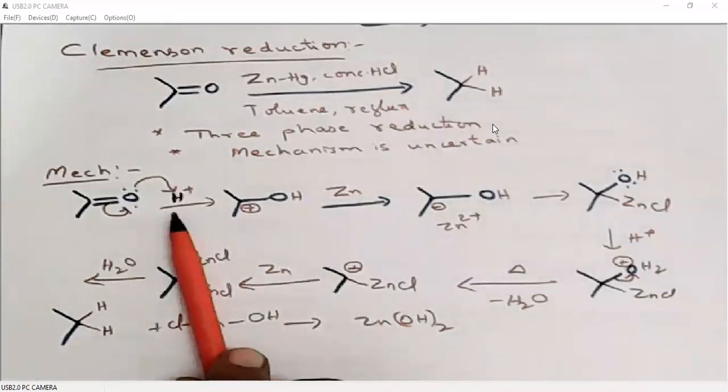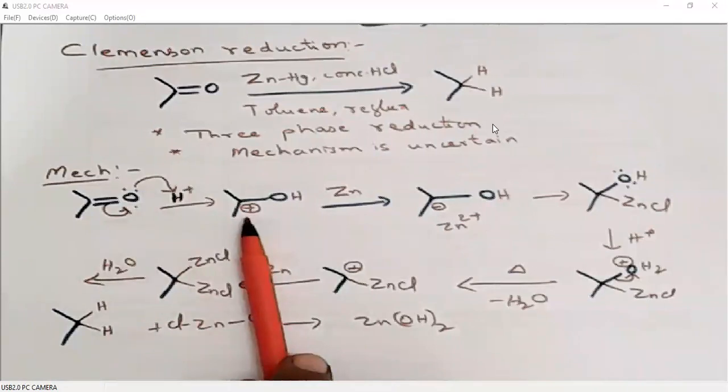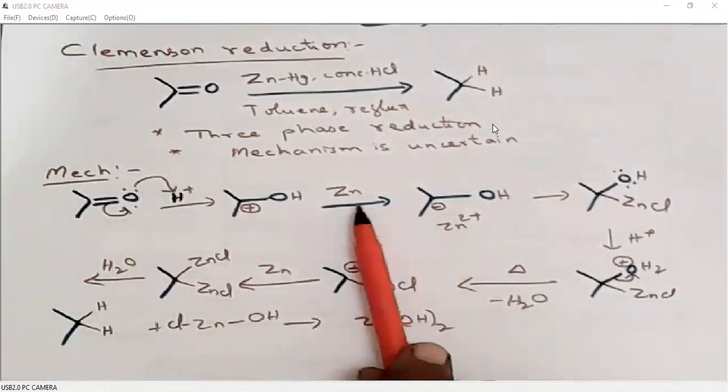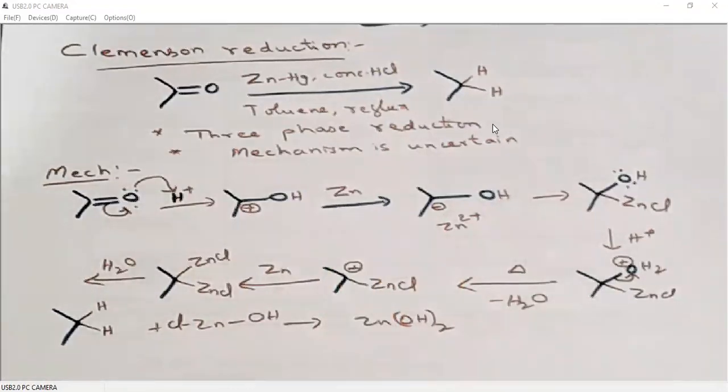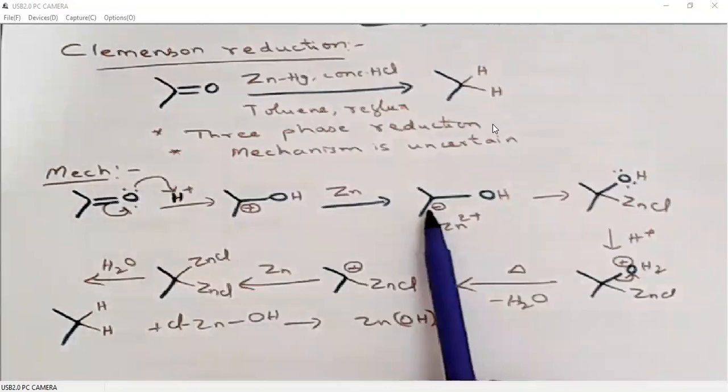So under acidic conditions, protonation of the carbonyl will generate a carbocation. This carbocation will be converted to a carbanion using zinc. Zinc is an electropositive element which is more stable in the Zn plus 2 state, so it easily donates 2 electrons. It easily releases 2 electrons. So the carbocation will be converted to a carbanion.